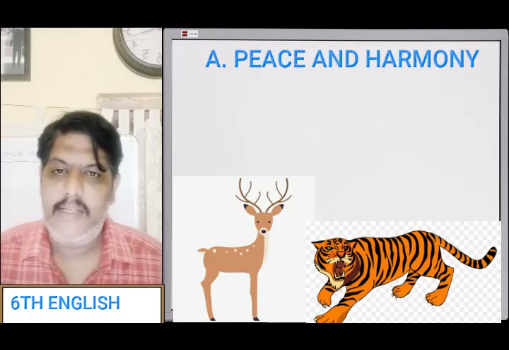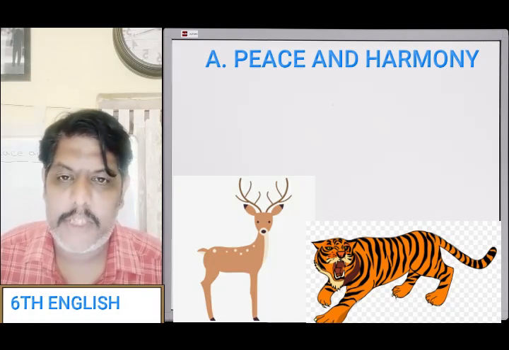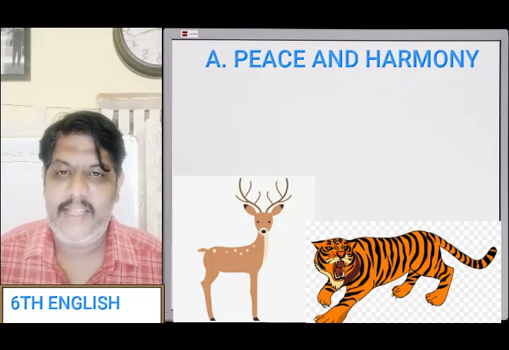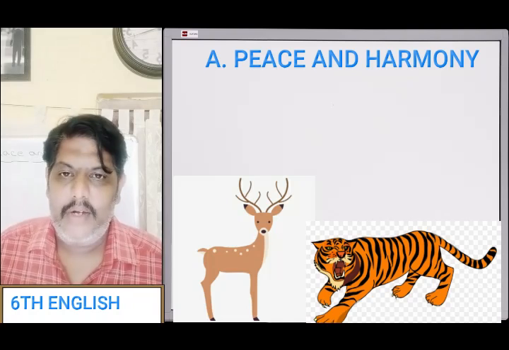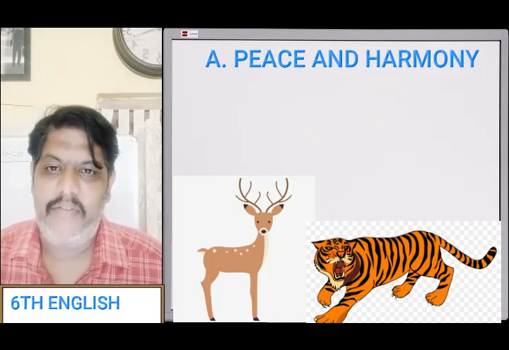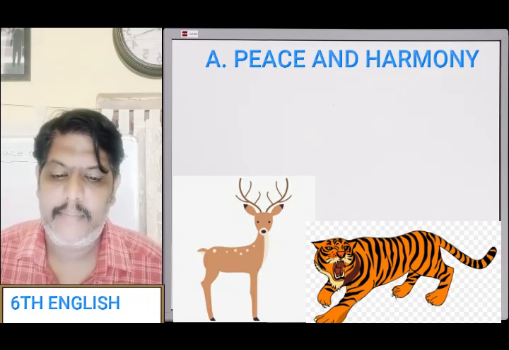Because of this, each and every animal started suspecting each other. What do you mean, suspecting? They had a kind of doubt about the other. For example, if the tiger comes and says, hey deer, shall we go for a walk? The deer will say, no, I don't want to come for a walk, I have a very important work, because the deer has a fear that if I go with the tiger, it will definitely kill me. Isn't it?